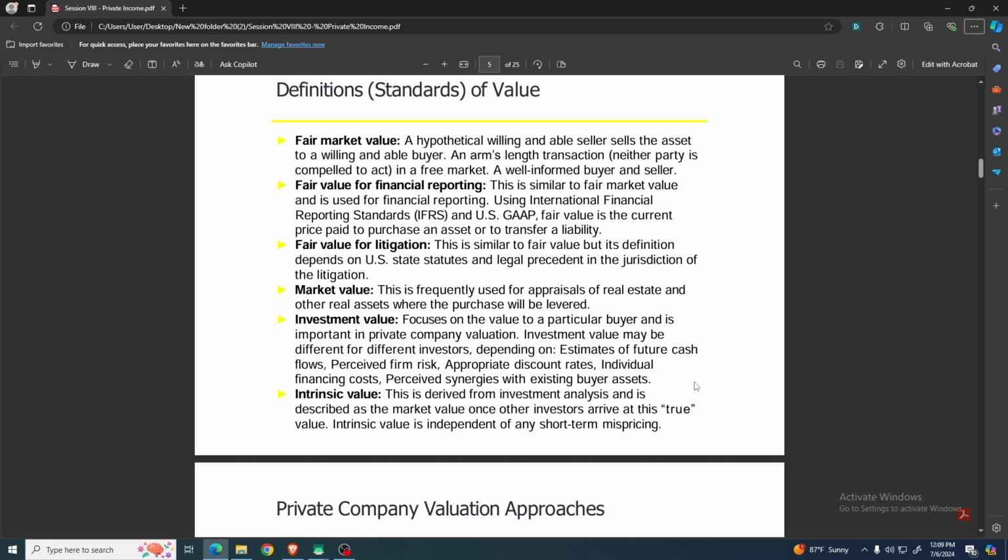This is essentially used by investors and analysts to determine whether an asset is undervalued or overvalued based on its intrinsic worth. So, for example, an investor evaluating the intrinsic value of, let's say, a company like Apple or Microsoft, they would consider factors like its future earning potential, growth prospects, and competitive position rather than just its stock price. So, now we have a fair and clear idea about what all these different types of values are and how they are going to matter in the domain of private entities.